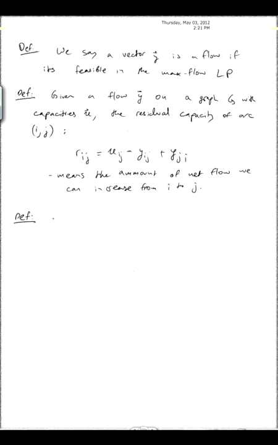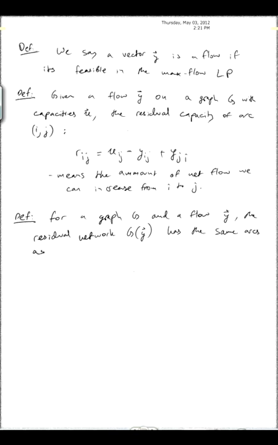Our next definition is the following. For a graph G and a flow Y, the residual network G of Y has the same nodes as G, but capacities Rij instead of Uij. So it's going to have these residual capacities as capacities on it.